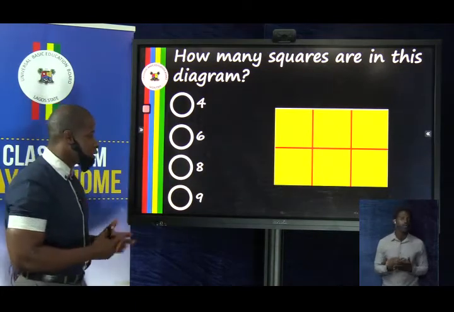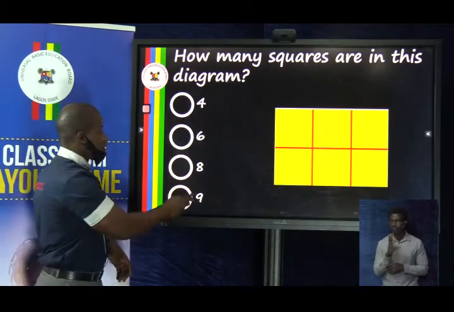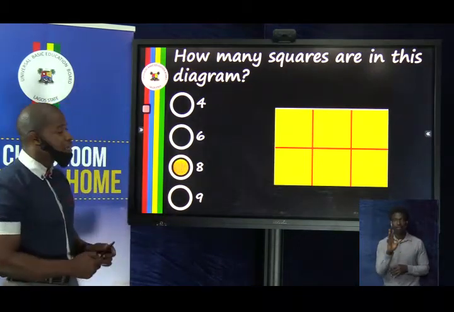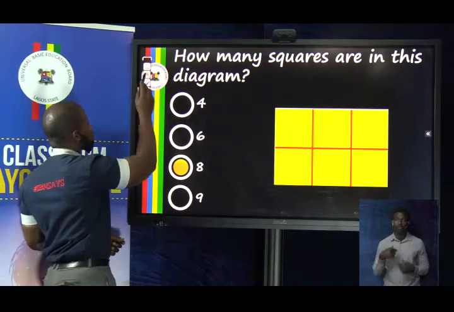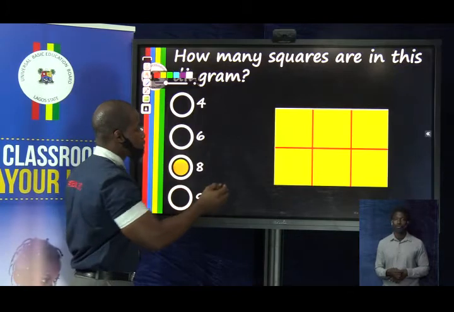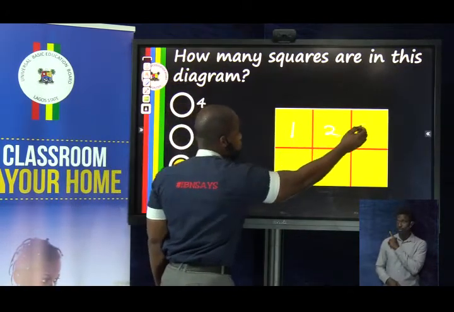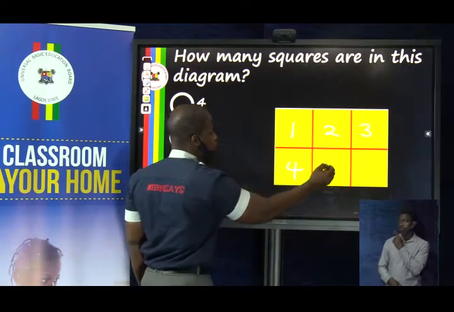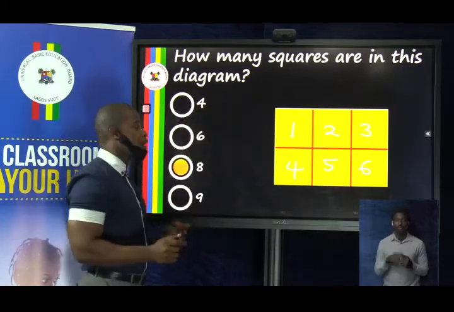Okay. Let's see what the answer is. It is not 6. Neither is it 4. There are 8 squares, and I will identify them for you. Let me just use the white ink here. So, here is 1. Here is 2. Here is 3. Here is 4. Here is 5. Here is 6. Those ones are pretty easy for you to identify.